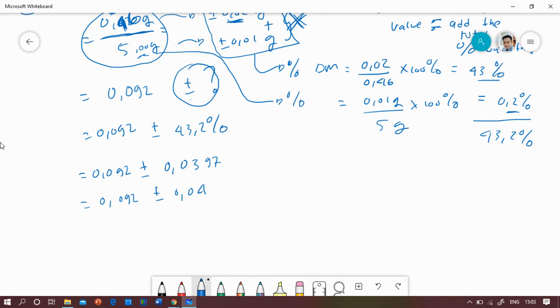So that's why the range will be ranging from, let's see, 0.04 plus 0.092 is 0.132 until 0.092 minus 0.04. It's gonna be 0.0352. So yeah, that's the thing.